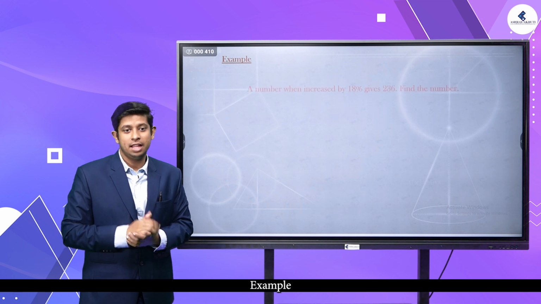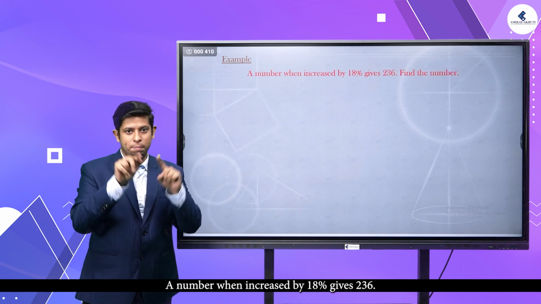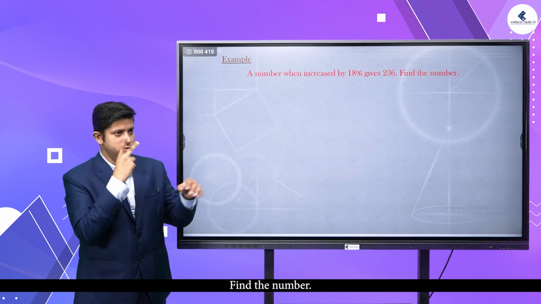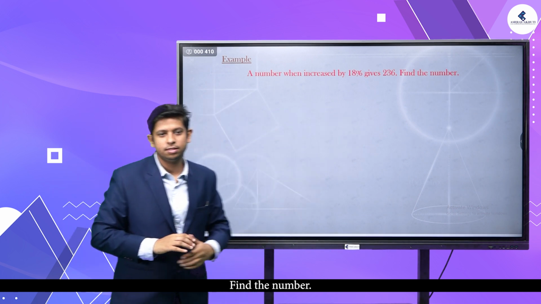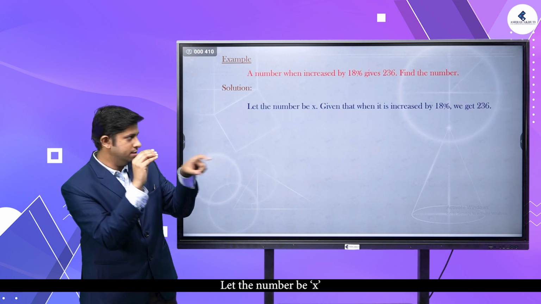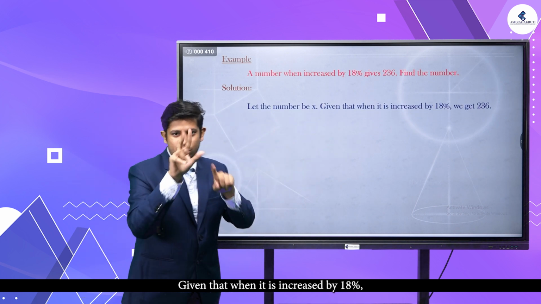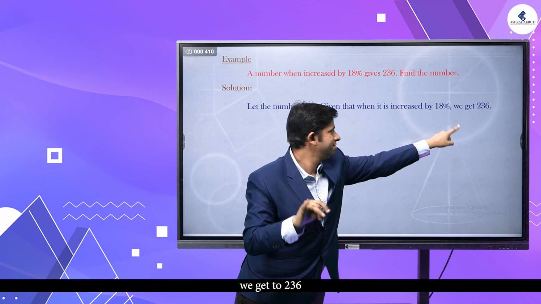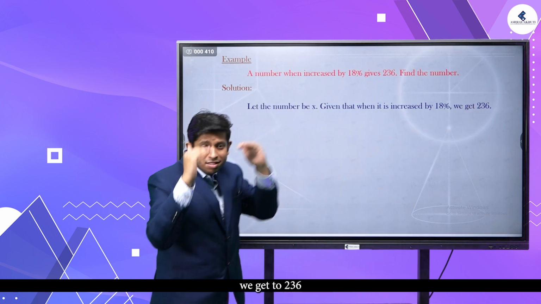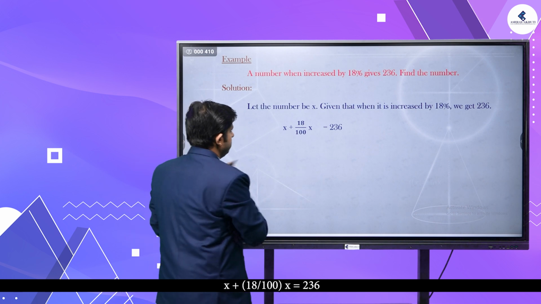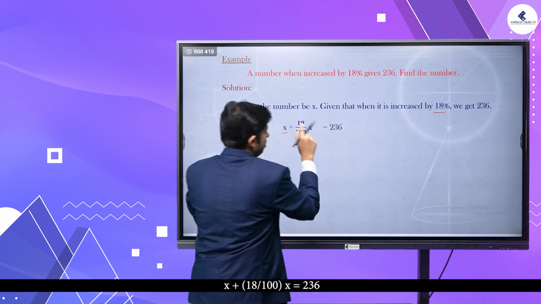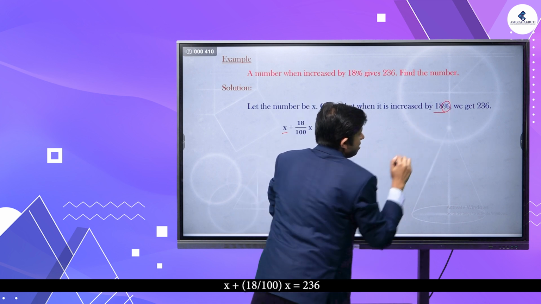Example: a number when increased by 18% gives 236. Find the number. Solution: let the number be x. Given that when it is increased by 18%, we get 236. x plus 18 by 100 of x is equal to 236.